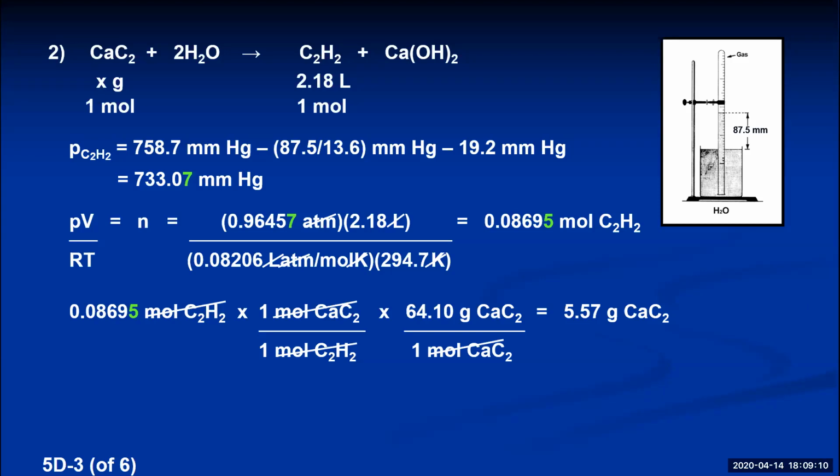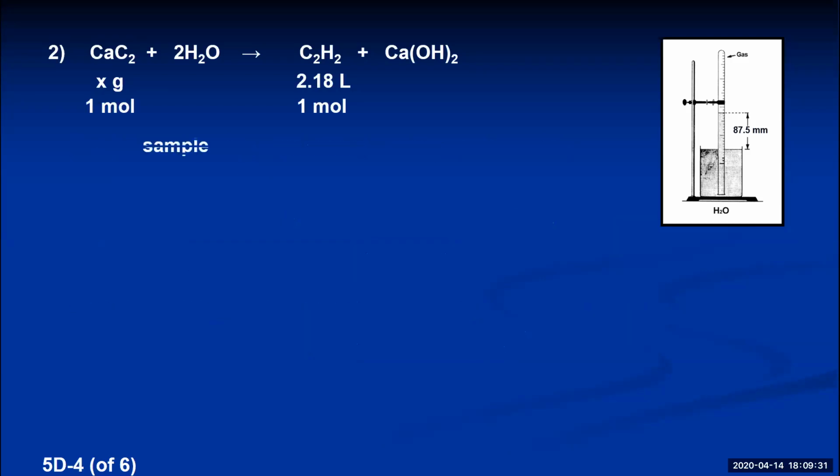Part B, if the sample was known to be 90.0% calcium carbide by mass, calculate the mass of the sample that reacted. So in Part A, we calculated that if you're going to produce 2.18 liters of acetylene, you have to have 5.57 grams of calcium carbide to do that. However, they said that the sample was 90.0% calcium carbide. So this is an equality statement.